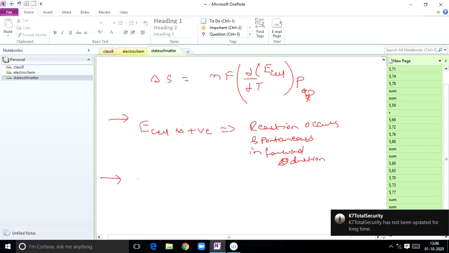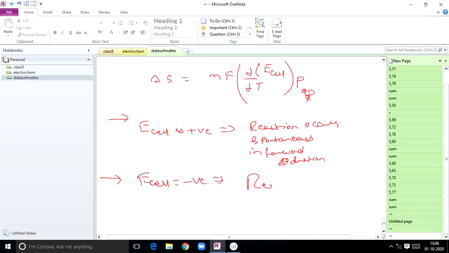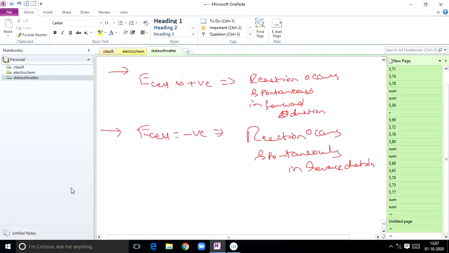Then only the cell works. Suppose the EMF of the cell is negative, then the reaction occurs spontaneously in the reverse direction. One more point you have to remember: if the cell reaction is reversed, the sign of the EMF of the cell changes. So always remember that for the reaction to be spontaneous in the forward direction, the EMF of the cell must be positive. It should not be negative.